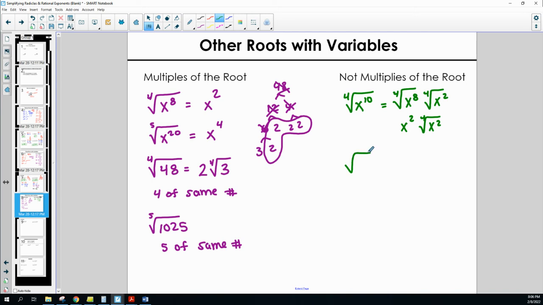If I had the fifth root of x to the 24th, 24 is not divisible by 5, so I'm going to break it into x to the 20th and x to the 4th. So 20 divided by 5 would be x to the 4th, fifth root of x to the 4th left over.